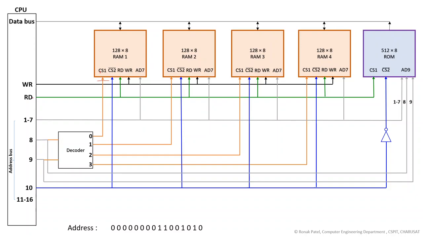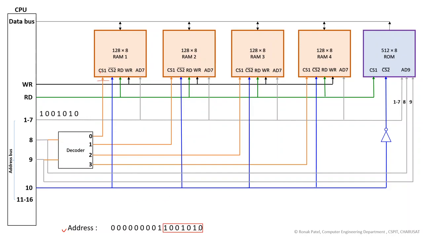Now let's take the example. So this is the address given by the CPU, and this is a 16-bit address line. You can see it's a 16-bit address. Right now 11 to 16 are unused lines. We are not using 11 to 16. Okay. So this is a 16-bit address bus.